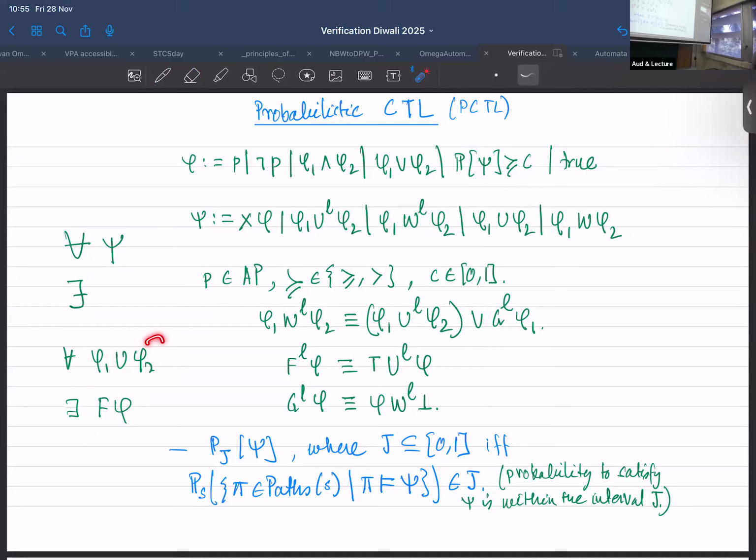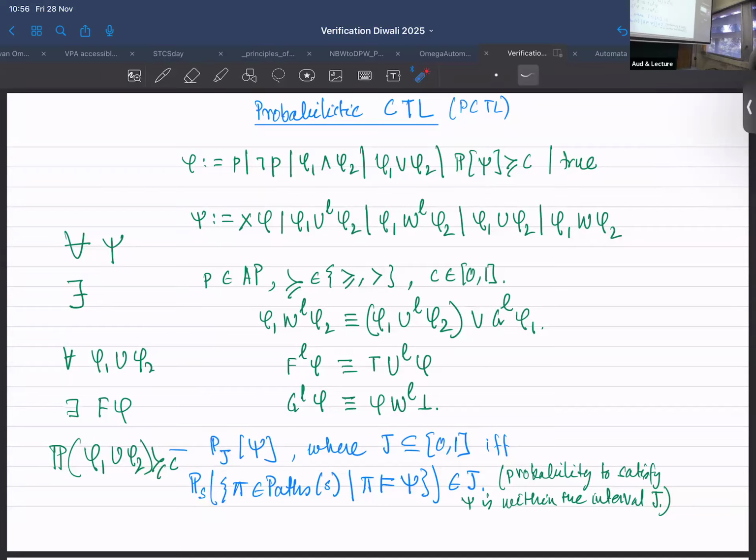Here, instead of those, you have a probability of satisfaction of that path formula. Probability of satisfying that path formula. Clear? So I'm not saying that for all paths there exists a path. For all paths, this path formula, instead I'm saying the probability of satisfying this path formula is something like C. And this is either strictly greater than or greater than or equal to. Clear? So this is the main difference.